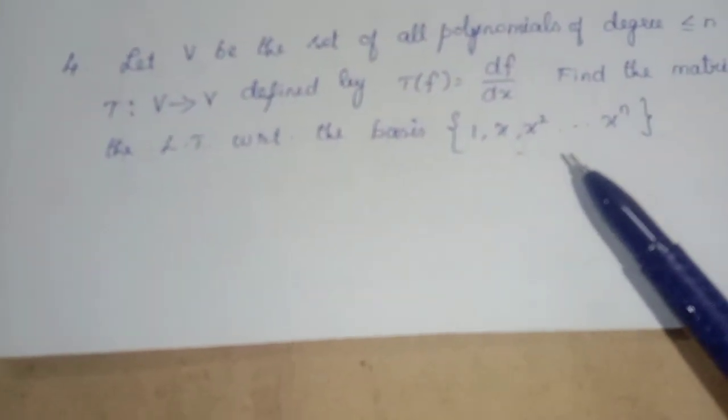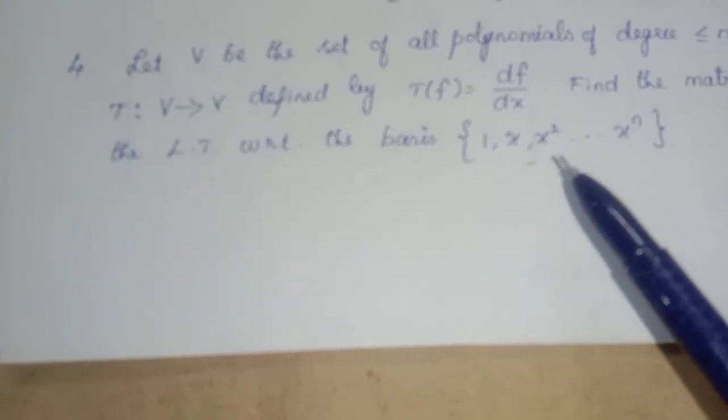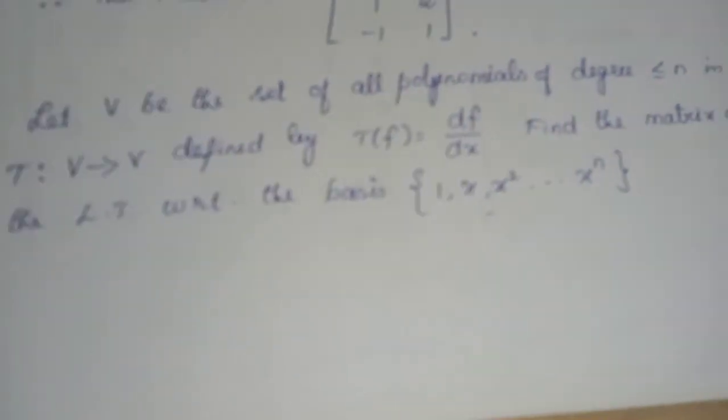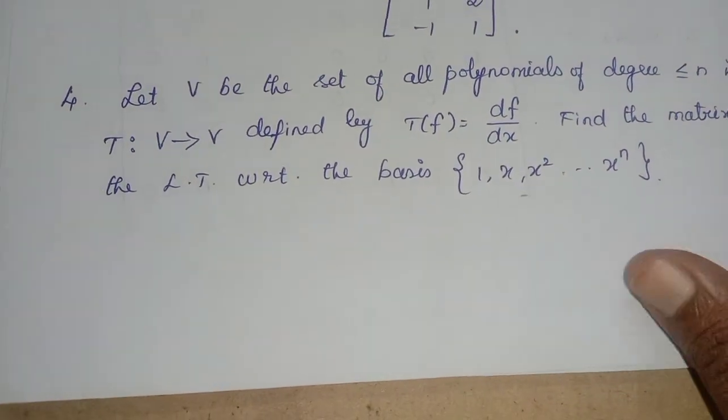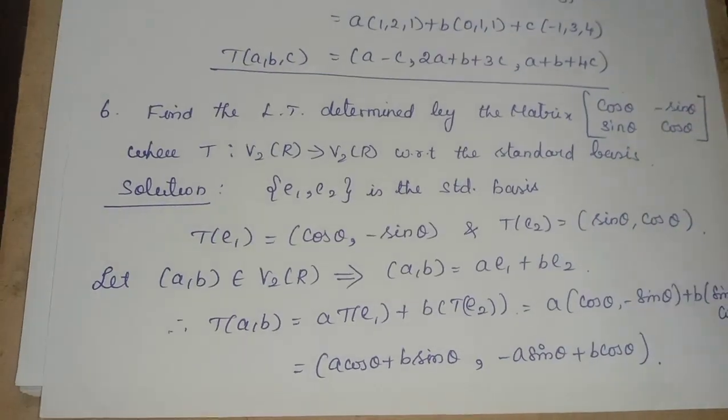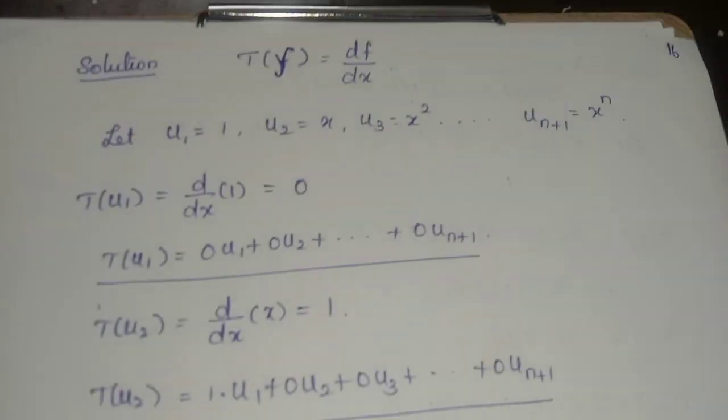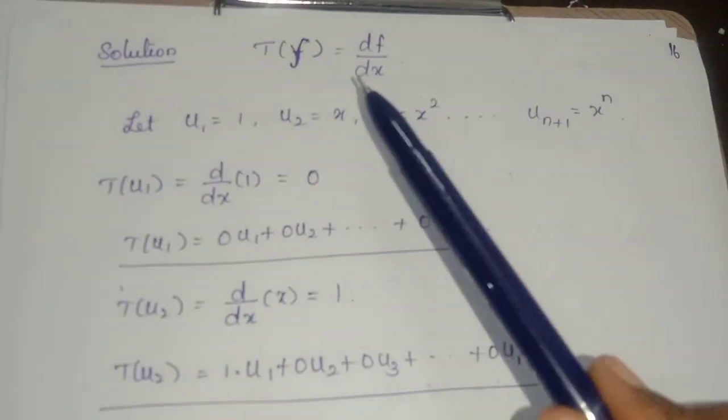Already we have seen this vector space in the previous video. So this is a vector space of dimension what? n plus 1. Okay, so this basis contains n plus 1 elements, no? So it is an n plus 1 dimensional vector space. Now what is the definition? T of f is equal to the differential operator df by dx.